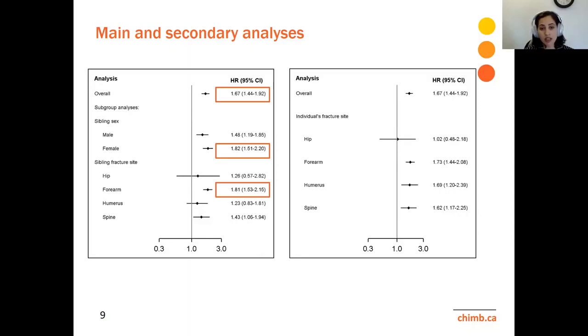In the plot to the right, looking at the site of incident MOF, the risk was similar regardless of fracture site, except for hip fracture, which was not found to be associated with sibling fracture history. With that being said, hip fracture events were rare in our cohort, so results of the analyses based on hip fracture should be interpreted with caution.